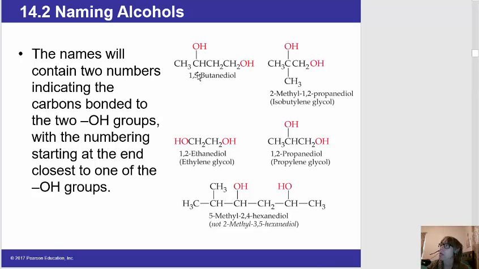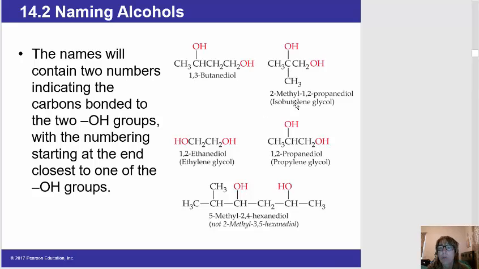If we look in the top left-hand corner, we see 1,3-butane diol. So the longest carbon chain that contains both hydroxyls is 4 carbons, so that's where butane comes from. Diol is our suffix because there are 2 hydroxyls, and we number to give the smallest possible number to the hydroxyl groups. So this will be our 1 carbon, that will be our 3 carbon.